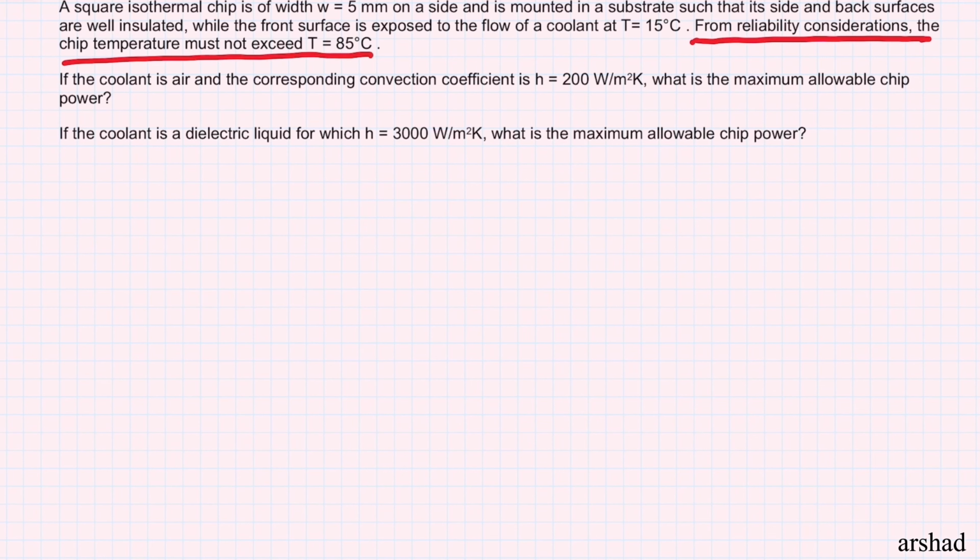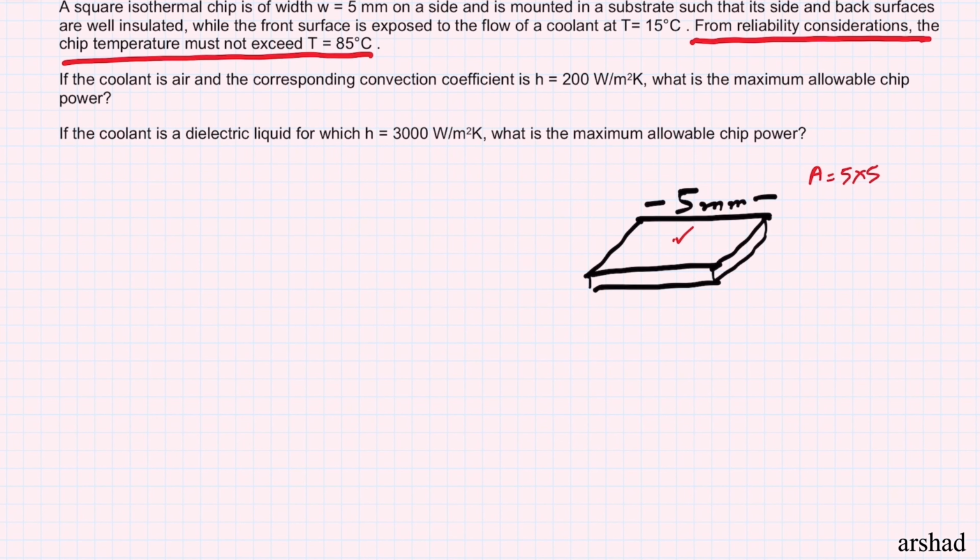So let's draw a sketch of the problem. So this is our chip. It's a square chip. So one of the sides of this chip is 5 millimeters. From this we can calculate the area of the top surface, and the area is going to be 5 times 5 millimeters squared, or we can write it as 25 times 10 to the power minus 6 meters squared if we convert it to SI units.